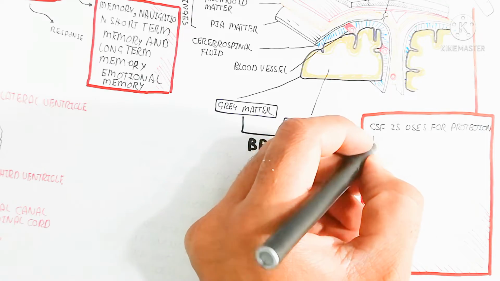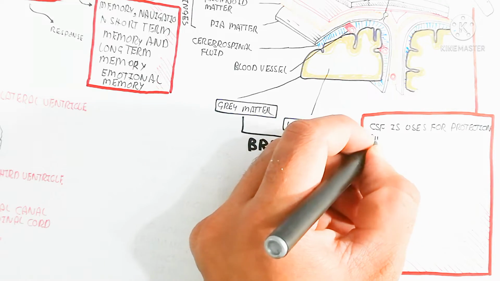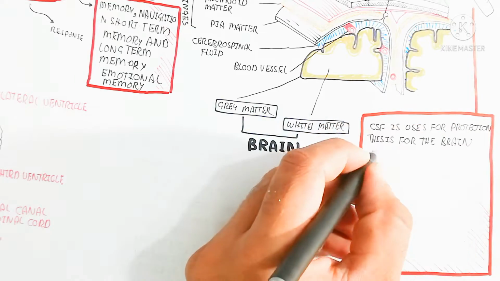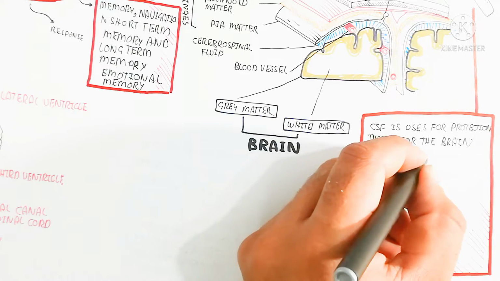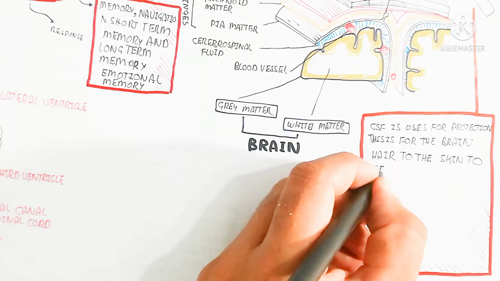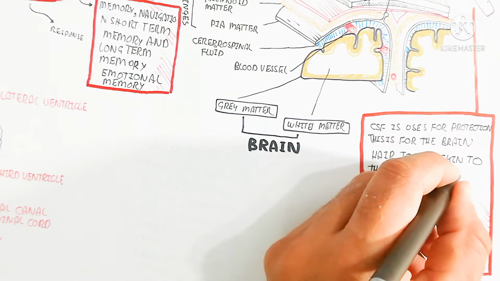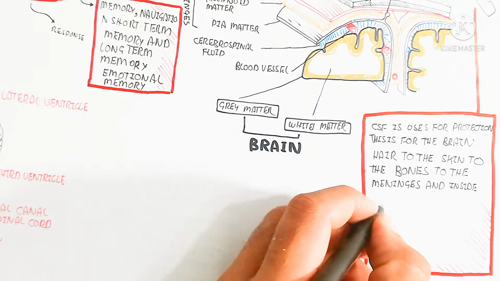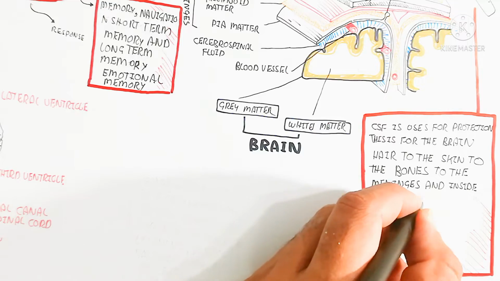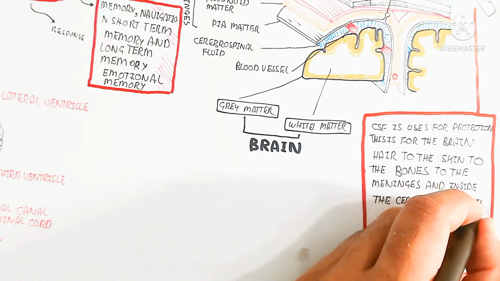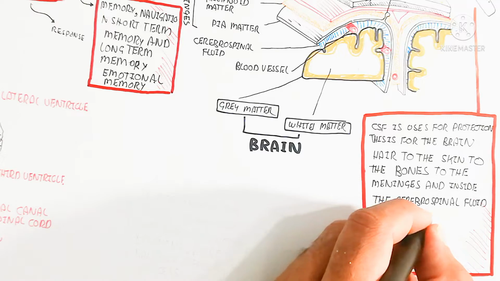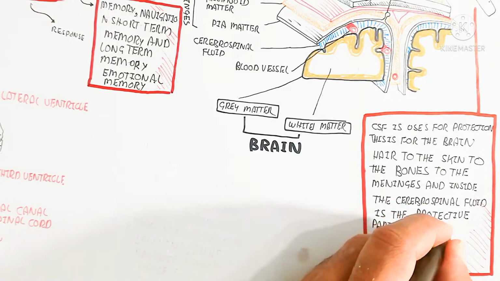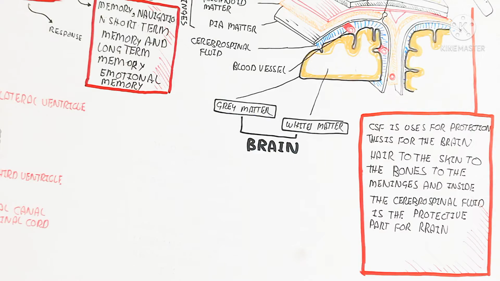In this way, here you can see, due to shock absorption from injury, the brain will be protected. For example, cerebrospinal fluid is used for protection. This is for the brain: the skin, the bones, the meninges, and inside the cerebrospinal fluid are the protective parts for the brain. That is the protection part, which is the important thing I am describing.